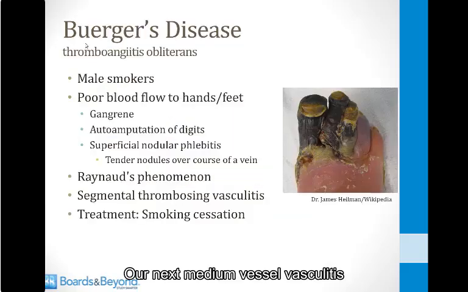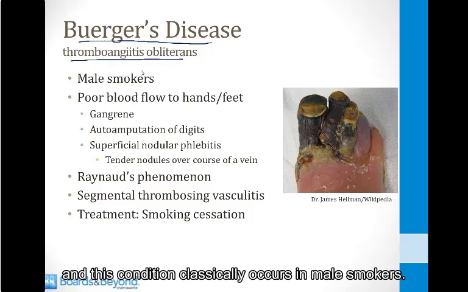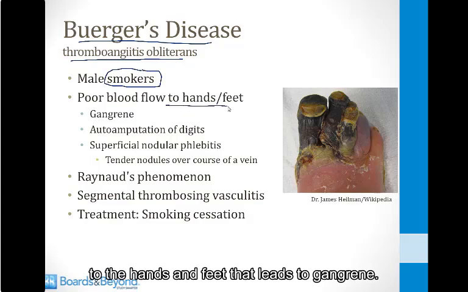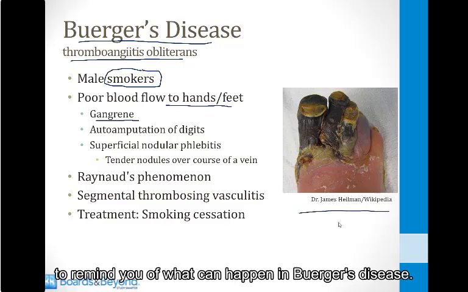Our next medium vessel vasculitis is called Buerger's disease. It's also called thromboangiitis obliterans, and this condition classically occurs in male smokers. In fact, it almost never occurs in non-smokers. This condition involves poor blood flow to the hands and feet that leads to gangrene. This is a picture of gangrene of the foot to remind you of what can happen in Buerger's disease.